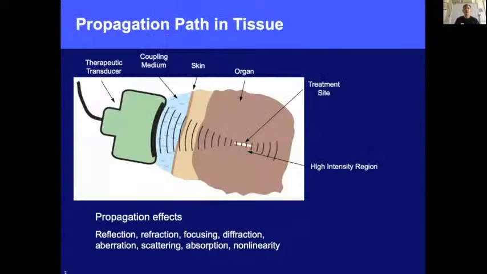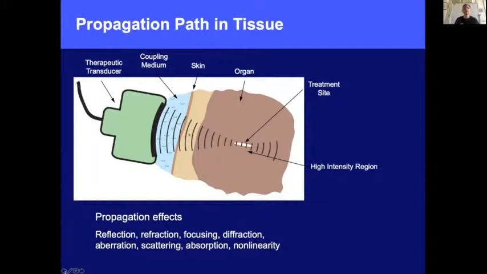So the motivation for this is looking at the physics behind therapeutic ultrasound, and this slide gives a motivation for the effects that we're going to be interested in. Typically in therapeutic ultrasound, the transducer is placed outside of the body. There'll be some sort of coupling media, typically water, sometimes a gel pad, which the sound will travel through before it enters into the body.